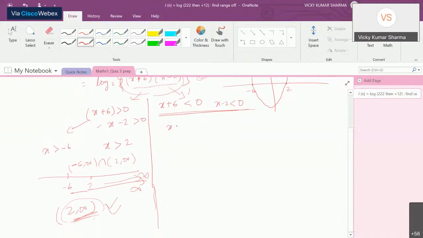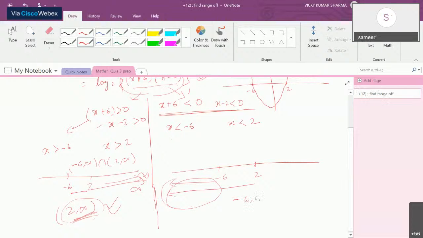So what we get, x is lesser than minus 6, and here x is lesser than 2. Right? So when I draw the number line again, 2 is somewhere here and minus 6 is somewhere here. This is all values that x can take, and this is all values that x can take. So what is the intersection? Minus infinity to minus 6, open interval.